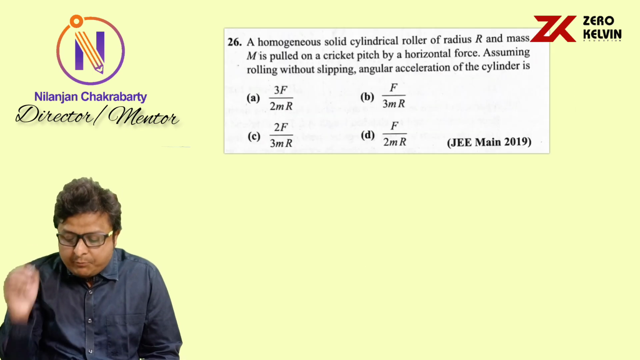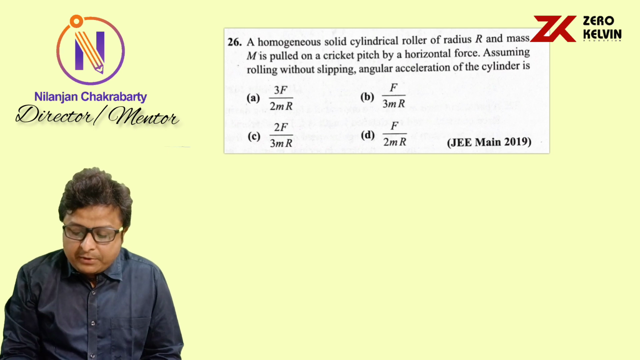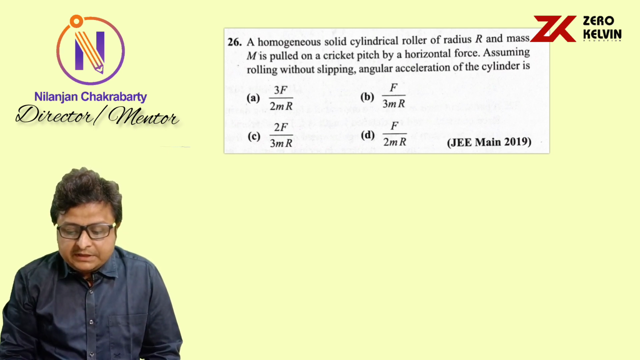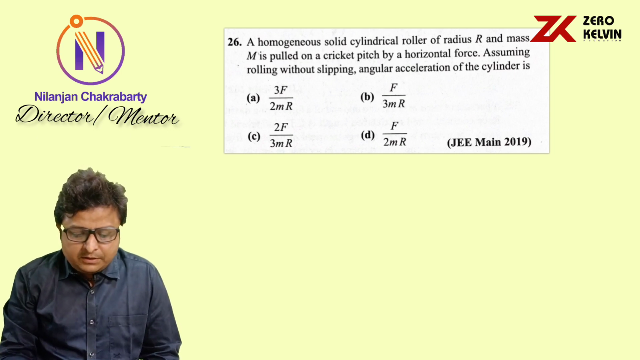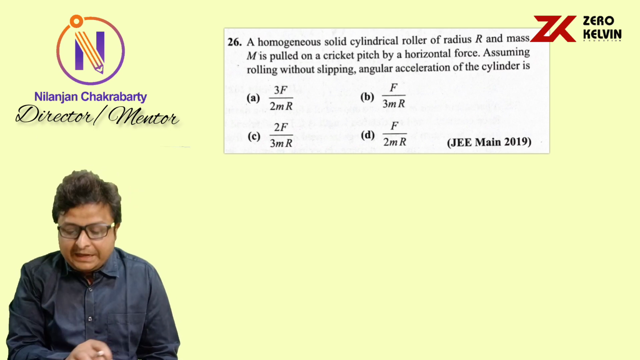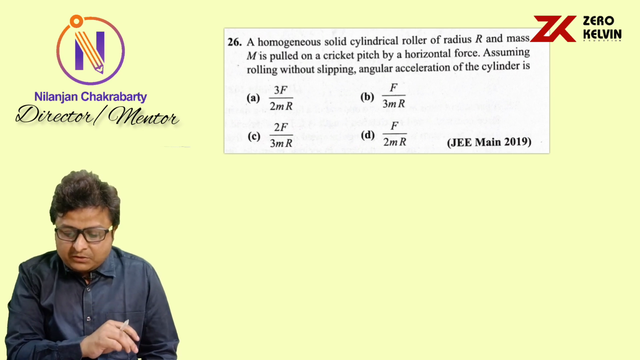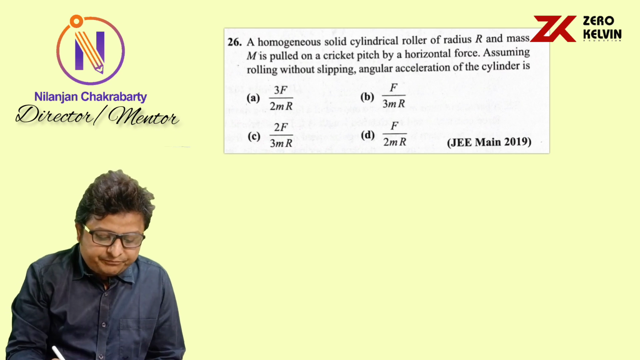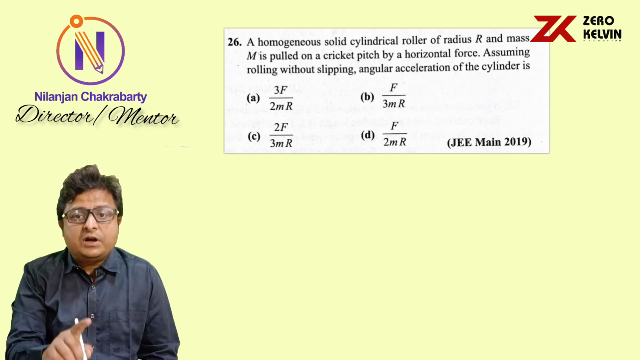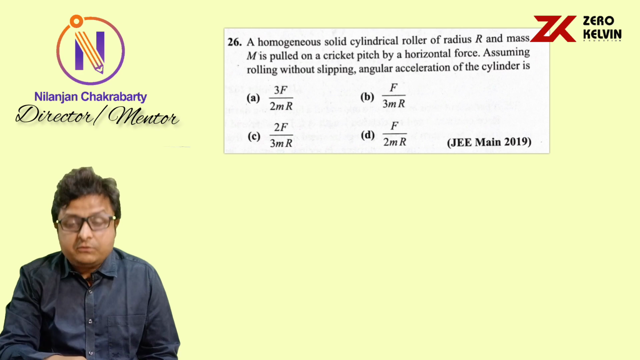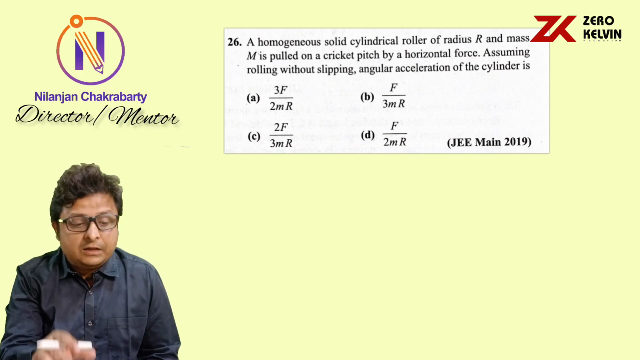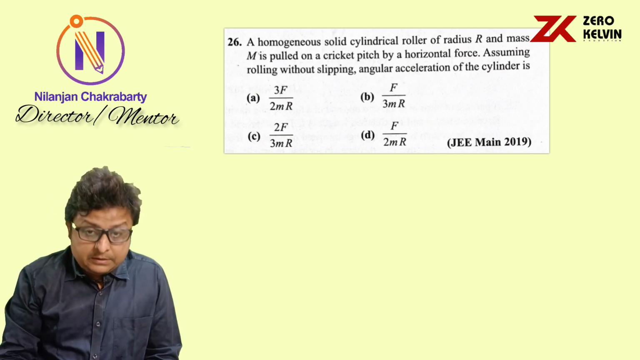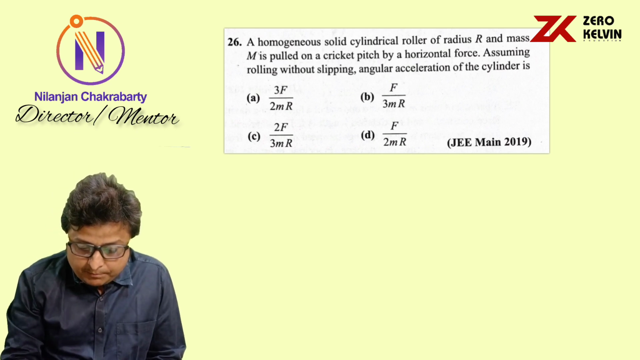Okay, so let's take up one more problem. This problem came in JEE Main 2019, a homogeneous solid cylinder. It's not a block pulley problem, it's a homogeneous solid cylinder which is in pure rolling on ground. There is no slipping, and there is no work done by friction. That is why we could apply the work energy theorem the way we did. Else the work done by friction would have come there.